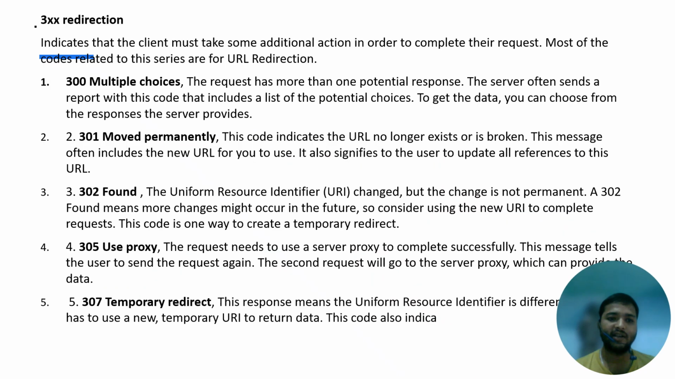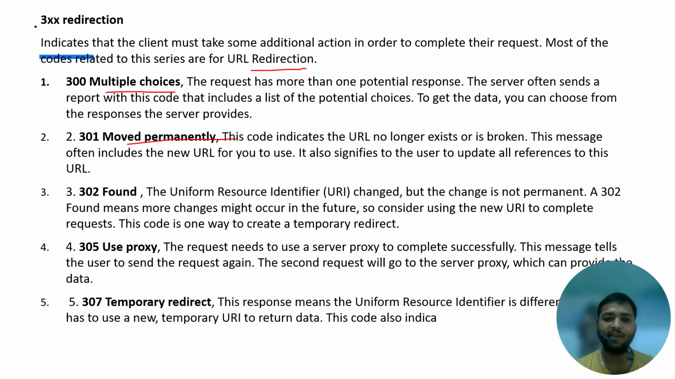3xx redirects indicate that the client must take additional action to complete the request. Most of the codes related to this series are URL redirection. 300 multiple choice says the request has more than one potential response. The server often sends a report. This code indicates a list of potential choices to get the data, and you can choose from the response the server provides.